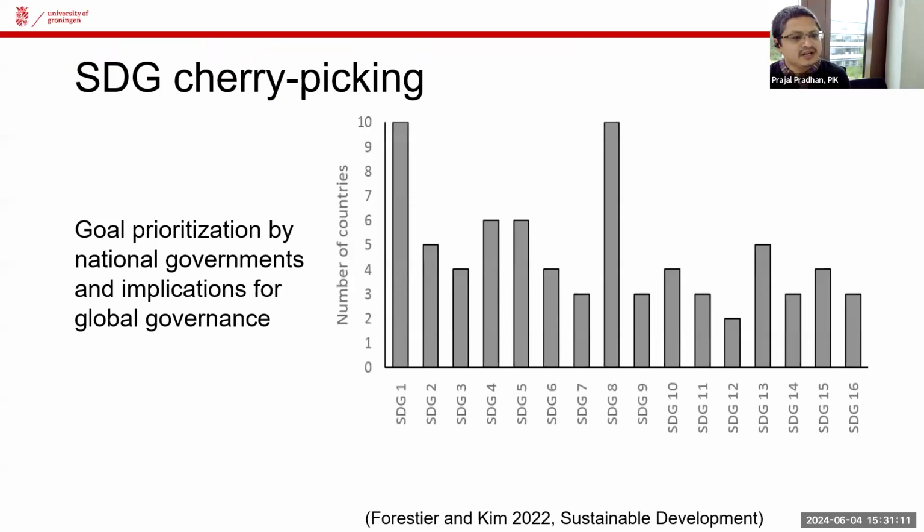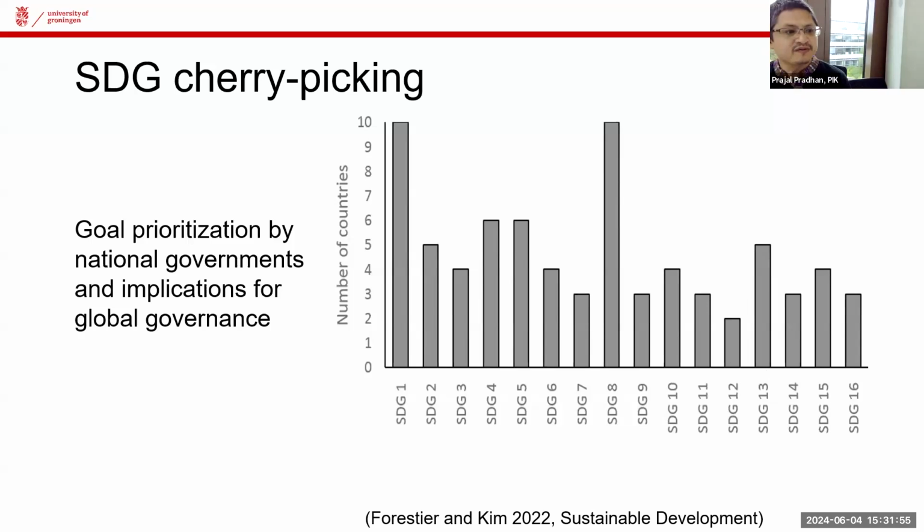And this is really an interesting example of cherry picking. So what we can see here is more like SDG goal prioritization by national governments. And then what we see is that in many countries, SDG 1 and SDG 8 are prioritized, like no poverty and economic growth is a priority for many countries. SDG 12, which could be a bottleneck for sustainability, is not a priority for many countries. We can see here SDG 12 is a priority for a very, very low number of countries. So this is what I mean by cherry picking, like making our priorities, not looking at the whole system.